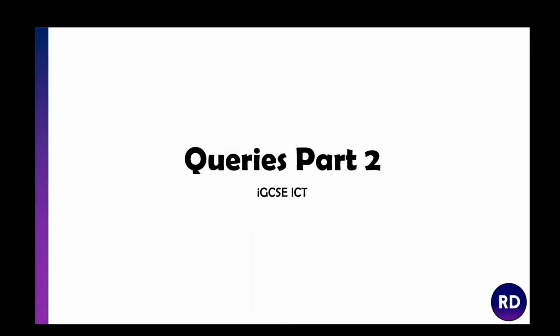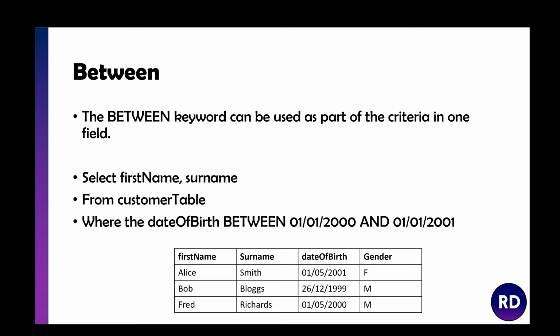In this video we're going to look at some keywords we can use in queries to make them a little bit more specific to our needs. So the first keyword is between. The between keyword can be used as part of the criteria in one field.